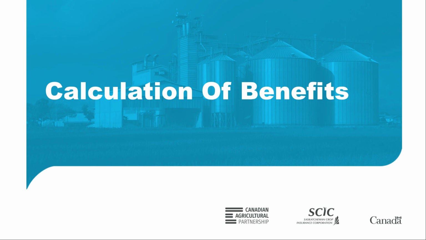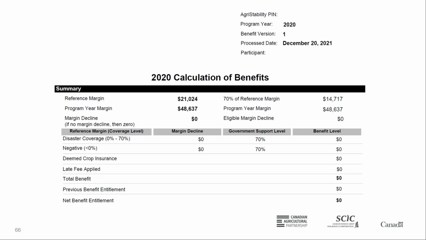So now you've completed your program forms. You've submitted and recorded all your numbers and information and you've sent it in. Now we're going to determine whether you're in a benefit situation. And once your file is finalized, approved, paid, and closed, a calculation of benefit statement is generated. And that will tell you the final numbers on whether you're in a benefit or not, and it summarizes the information.